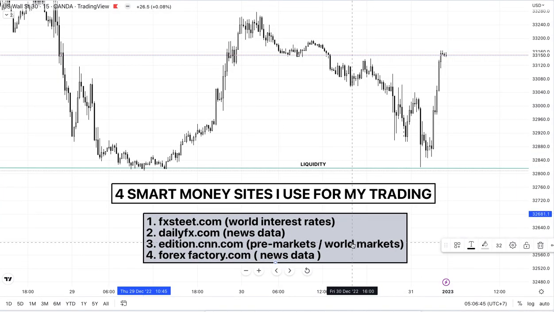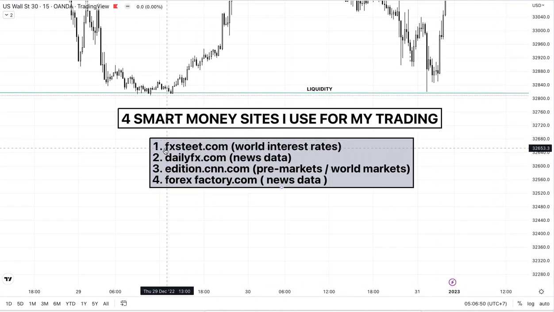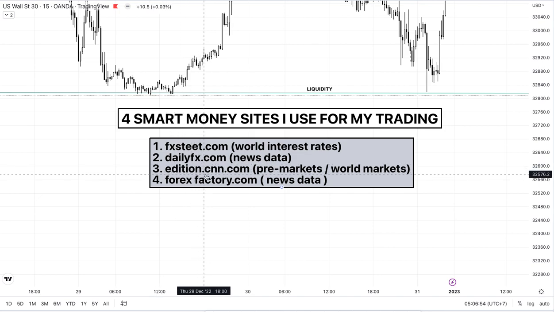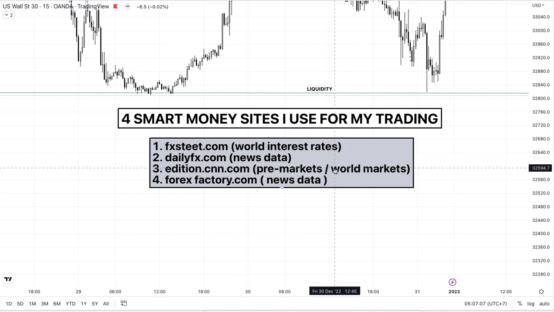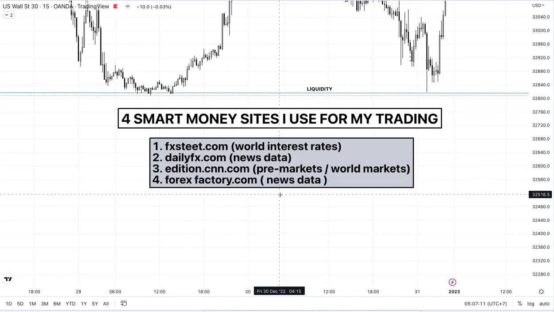So you can go ahead and screenshot all of this right now. The first one was fxstreet.com. The second one was Daily FX. The third one is Edition CNN, which we used for the pre-markets to see the direction of what Bitcoin is going to do next, slash the world markets, which we didn't look at today because my internet was being bad. We will look at this later. And then the fourth one was ForexFactory.com, which is the news data, the same thing as Daily FX.